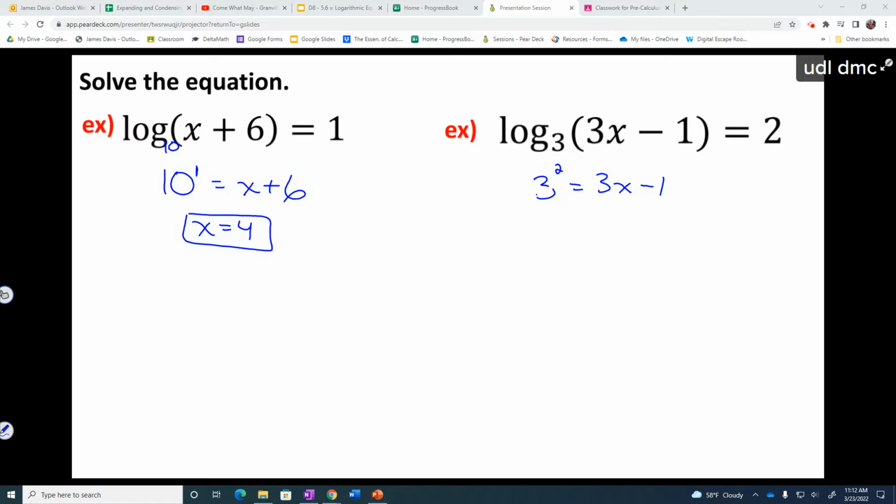So it should be 3 to the second power equals 3x minus 1, right? Just the base, raised to the other side. And then 9 equals 3x minus 1. And then it's just a 2-step equation there. Add the 1 over, we get 10 equals 3x. So x is 10 thirds.